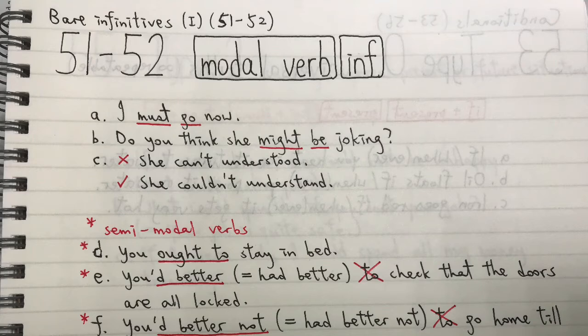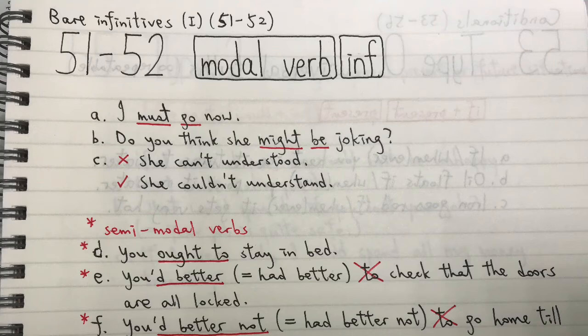What about past tenses? C, she can't understood. This is a very common error. You should say she couldn't understand. The past tense goes to the modal verb, which is now could, while the infinitive will always stay as the infinitive. Apart from the 9 typical modal verbs we just introduced, there are also some subspecies we call semi-modal verbs.